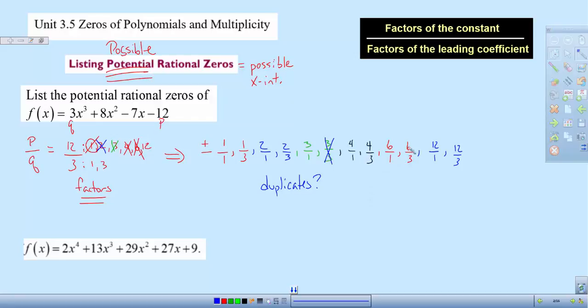6 over 3 reduces to 2. So we cross that off because we already have 2. And 12 over 3 reduces to 4. And we already have 4. So that would be our list of our possible rational roots. Potential rational roots.